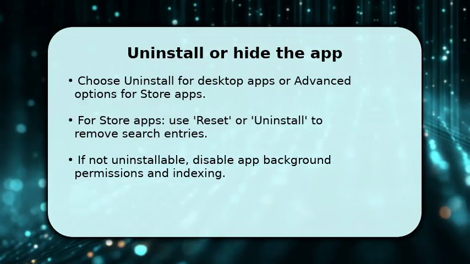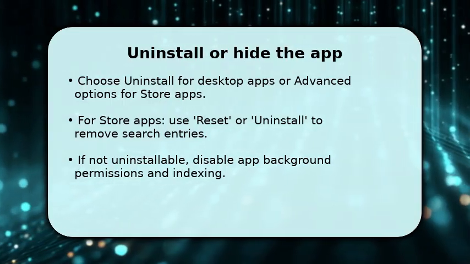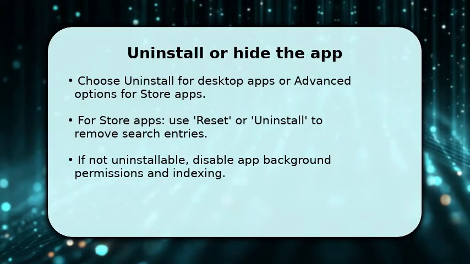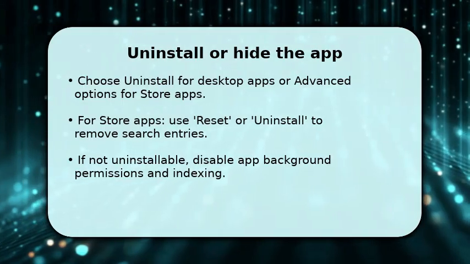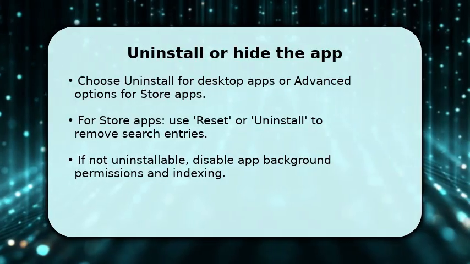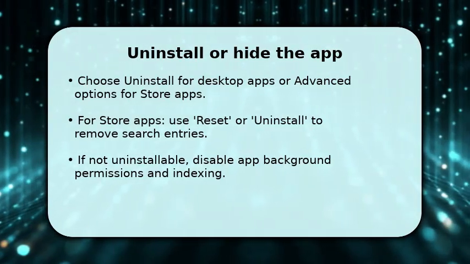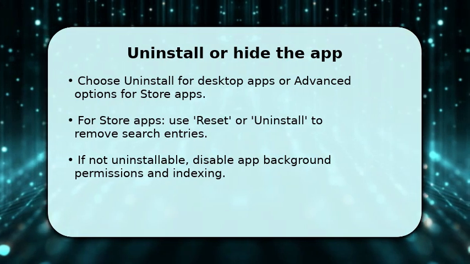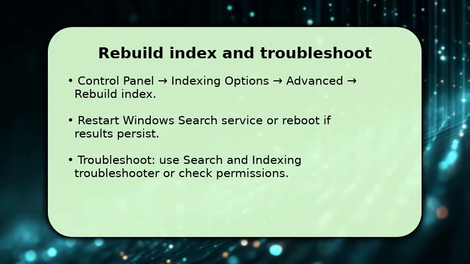If the app cannot be removed, disable its background app permission and remove it from indexing options so it stops appearing in search results. These steps change how Windows indexes content and reduce unwanted entries. To finalize, rebuild the Windows search index so removed apps disappear from results.